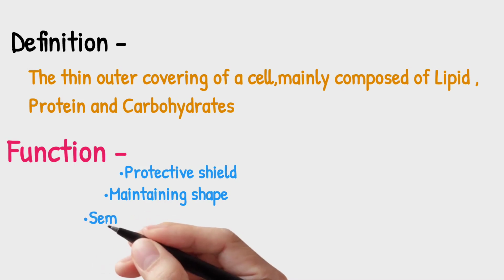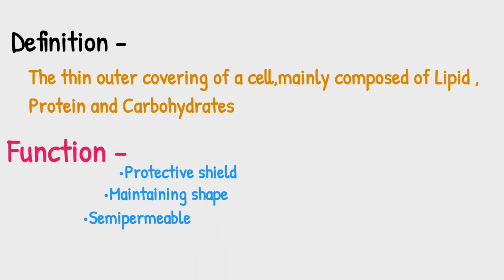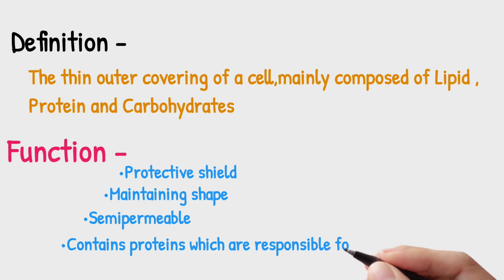One of the major properties of the cell membrane is that it is semi-permeable, or selectively permeable, in nature. It means it only allows some selective molecules or ions to enter the cell or go outside of it. The plasma membrane contains specialized proteins which are responsible for cellular signaling.